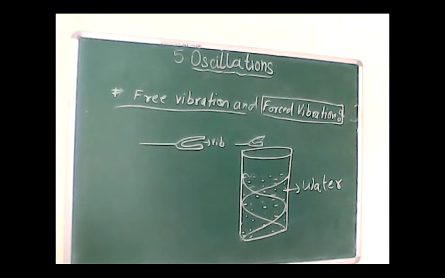We also have some other examples of this, where we use a double pendulum. Because of one pendulum, the other pendulum rotates. I will show that in the next lecture. But somehow you are clear with what is meant by free vibration and what is meant by forced vibration.